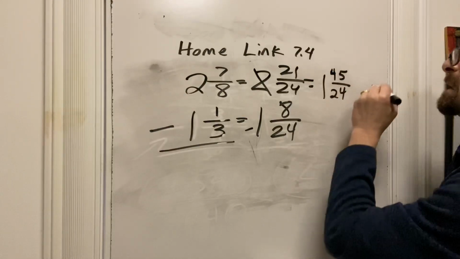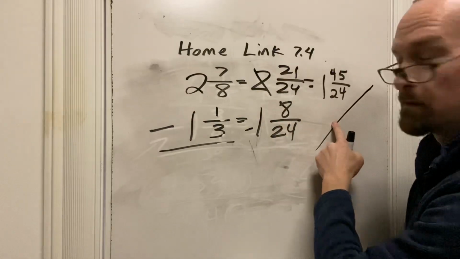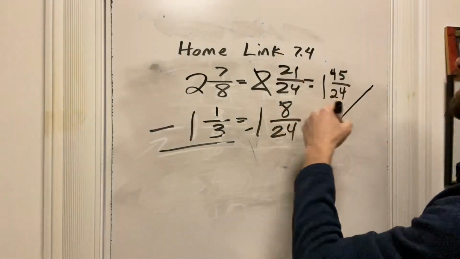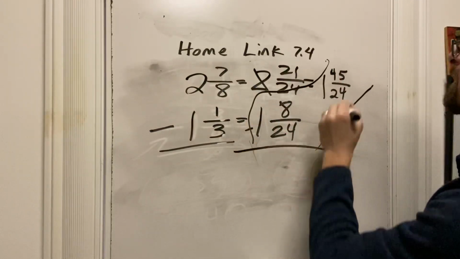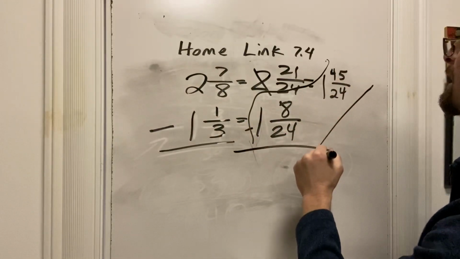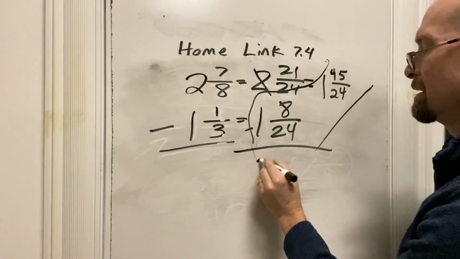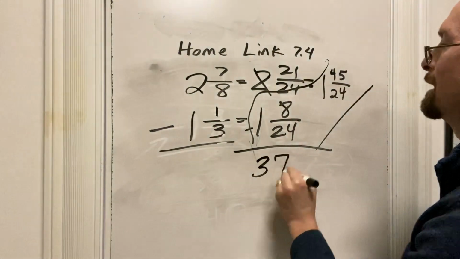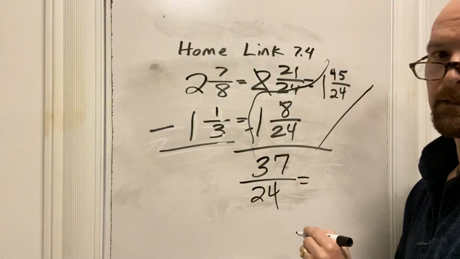And just to be a lazy person, I'll do what you guys are going to do, which is not to rewrite this under here. You're going to do this little angly thing. 1 minus 1 is 0, so that's gone. 45 minus 8, that's like 37, right? 37 24ths. Don't even think about leaving it like that.